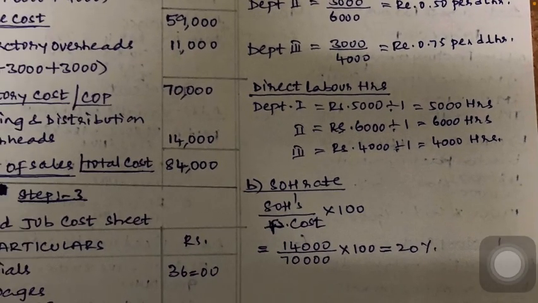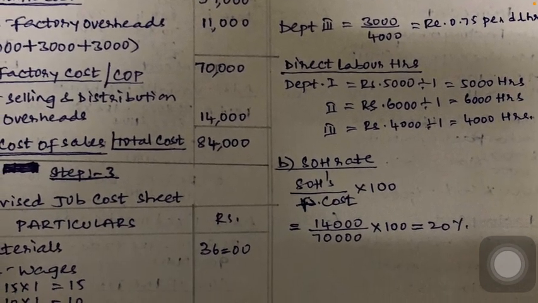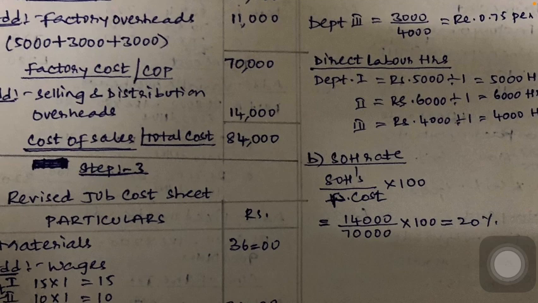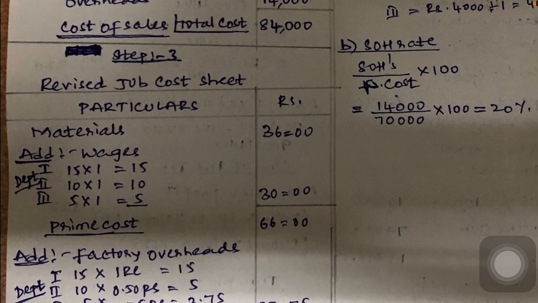Selling overhead rate as usual, percentage method: selling overheads divided by factory cost or works cost into 100. 14,000 divided by 70,000 into 100 is 20%. So after calculating overhead recovery rates, factory overhead rates are recorded as per the direct labor hour method, and selling overhead rate as per percentage on factory cost. We have to prepare a revised job cost sheet, a new job cost sheet.